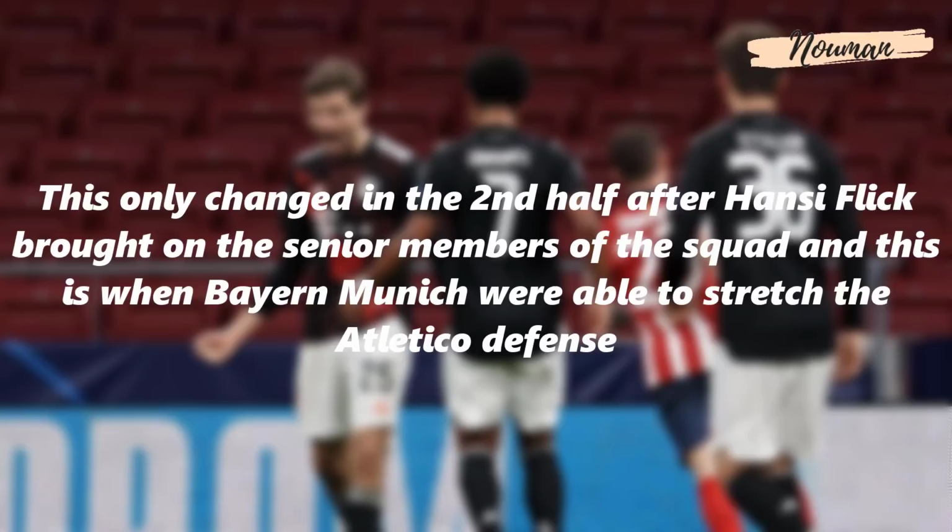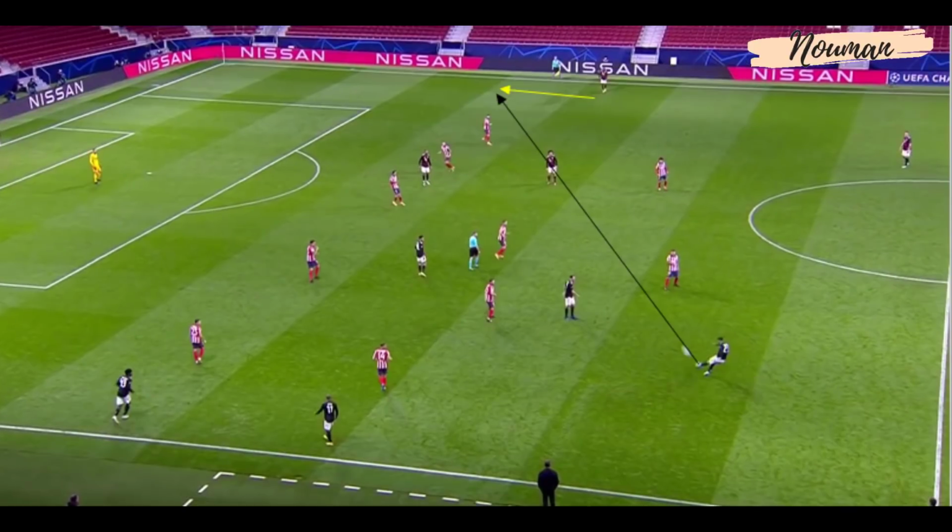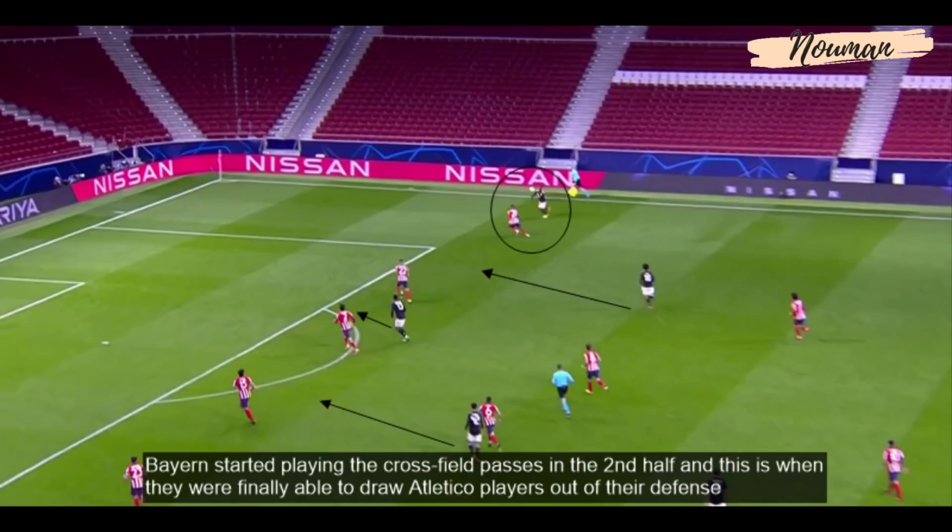This only changed in the second half, after Hansi Flick brought on the senior members of the squad and this is when Bayern Munich were able to stretch the Atletico defense. Bayern Munich started playing the crossfield passes in the second half, and this is when they were finally able to draw Atletico players out of their defense.